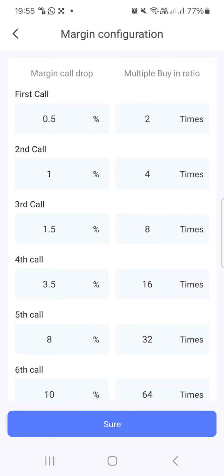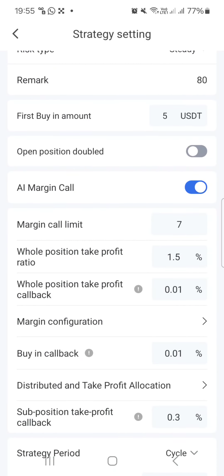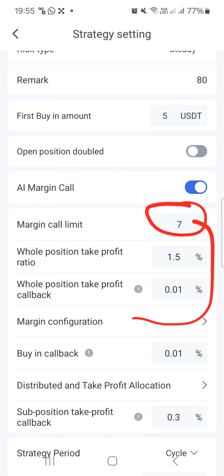Once you've done all the settings according to your capital, you click on sure to save the settings. These I've explained. The 1.5 is the take profit ratio. You can increase it up to 3% or whatever profit you want, but just know that the market is better to take small while you compound your money. Use at least 7 or 10 margin calls, right? The margin call limit.